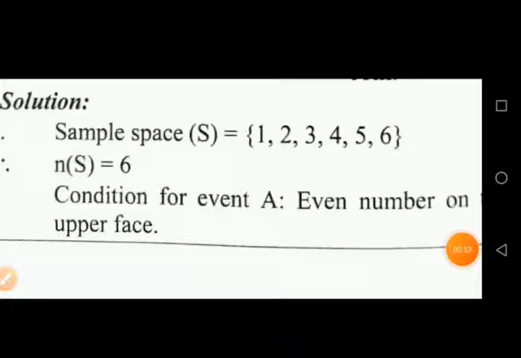Now see the solution. The name of the random experiment is one die is rolled. The sample space for this random experiment, S is equal to {1, 2, 3, 4, 5, 6}. n(S) is equal to 6.